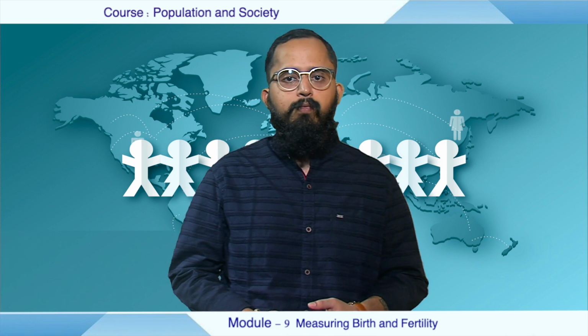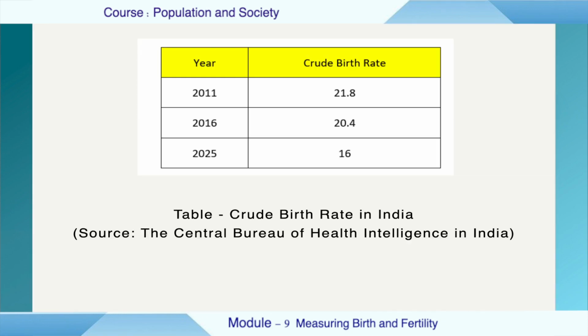Now, as you can see from the table, the Central Bureau of Health Intelligence in India reported an estimated birth rate until 2016, where the CBR, or the crude birth rate, of India dropped to 20.4. The Bureau referred to a report of the Technical Group on Population Projections, which was supervised by the National Commission on Population, that suggested this figure would plummet down to 16 by the year 2025.